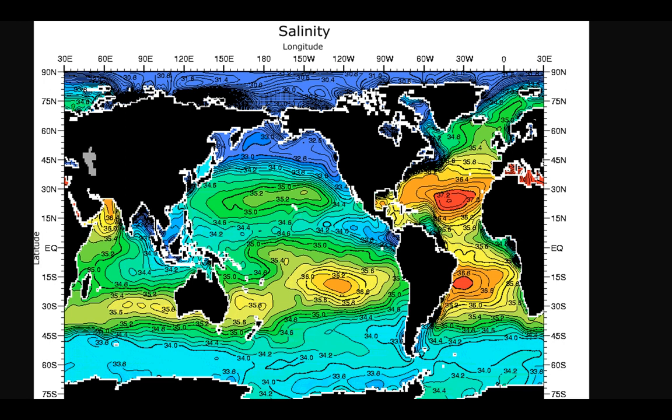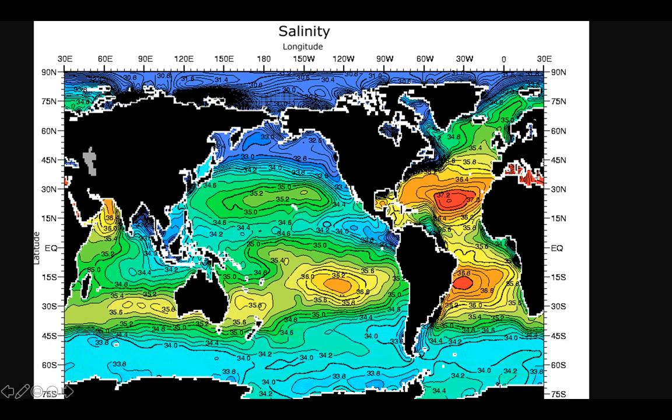We can also see that there are some areas, for example, here in the Bay of Bengal, where it's much, much lower salinity than the surrounding areas. Again, I wonder why that's happening.